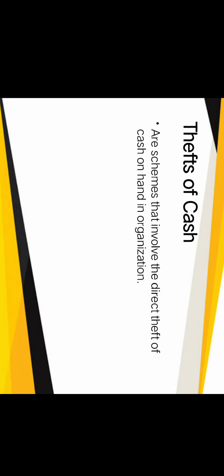Next is thefts of cash. These are schemes that involve the direct theft of cash on hand in the organization. So, ito yung mismong pagkuha mo, pagnakaw mo ng cash sa company nyo.